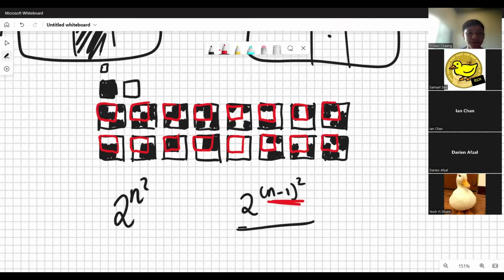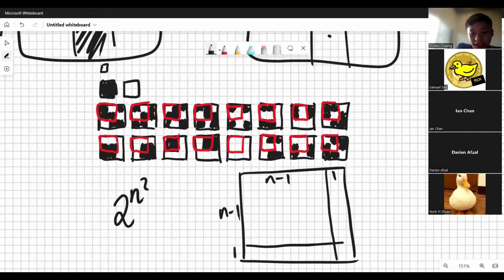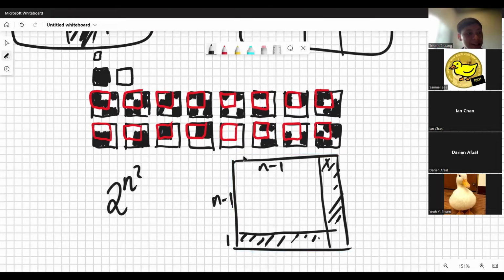So first of all, this is n-1 by 1, and 1 by n-1. Well, these squares here are quite obviously unique, because you just look at the column they are in. If it's an odd number, you just color it black. If it's an even number of black squares, you color it white. So every color here is quite obviously determined.